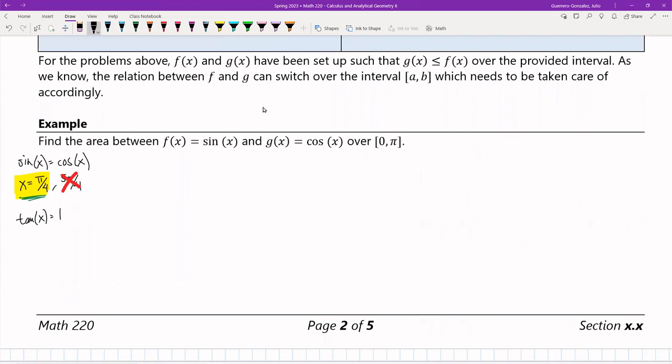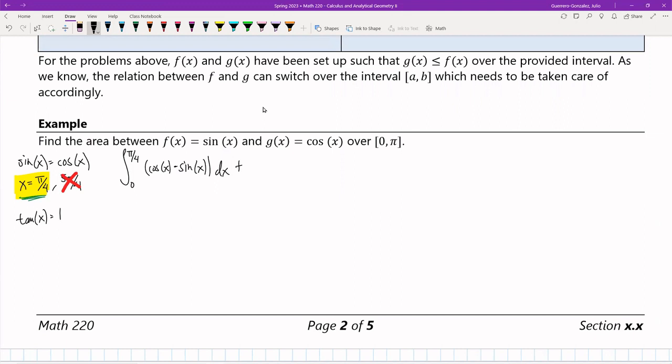The way that this would be written out would be the integral from 0 to pi over 4. Let me make it a little bigger. Integral from 0 to pi over 4. So we said cosine was the top one, sine is the bottom one, so it's going to be cosine of x minus sine of x dx. That's going to be up to pi over 4.